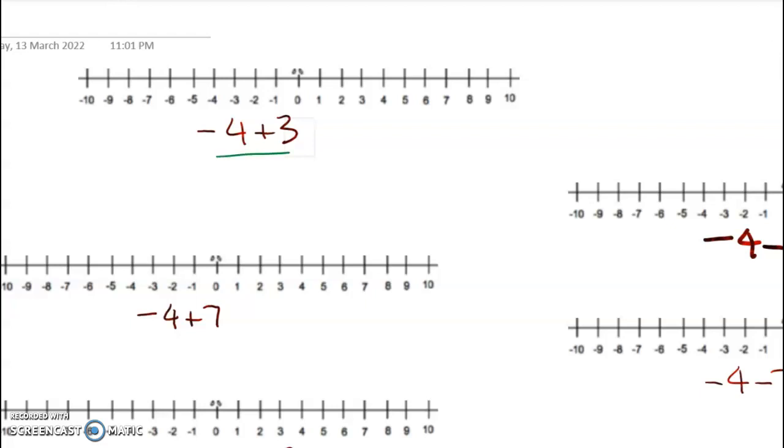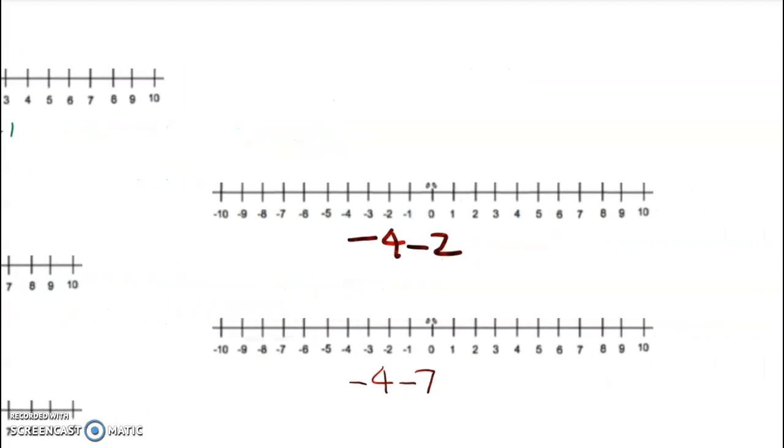So the first one here, -4 plus 3, means that I'm starting at -4, and the plus 3 means I'm going in this direction. So up 3 gets me to -1. This one here is one where I'm taking away 2. So when I see the minus sign, it's like when I start out, I'm automatically heading in the positive direction. But the negative sign here tells me to switch direction, right? And that's going to take me back to -6.